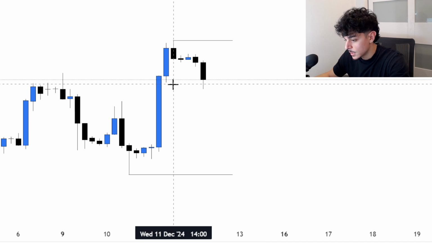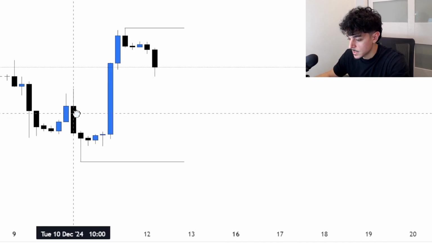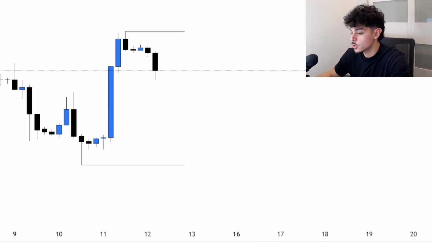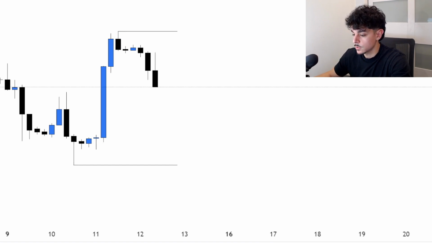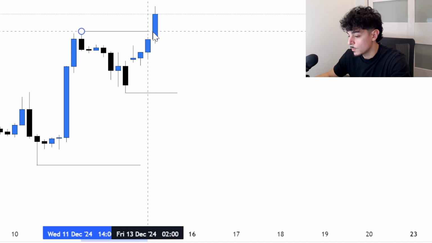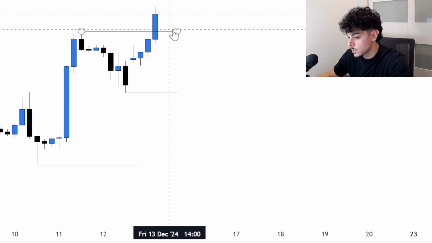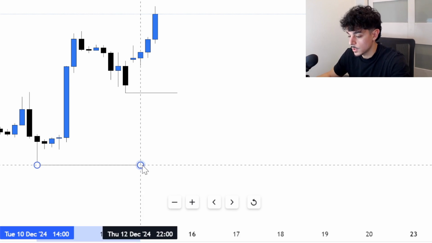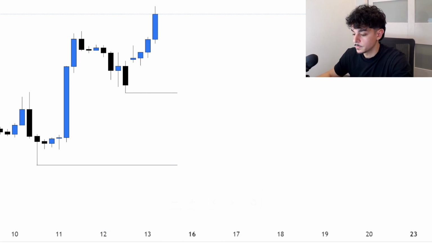Right here we have a buy side liquidity pool. Right here is my sell side. It's just basically swing points in the market. So let's see what it does. Right here we formed sell side. Right here we broke above buy side, which is a break of structure. I will talk about it in another video.